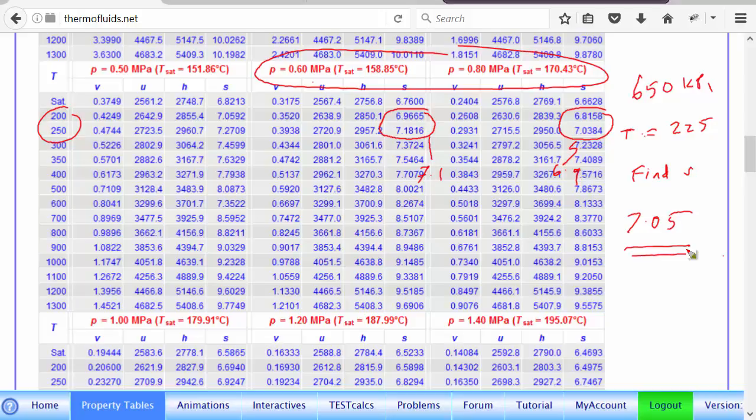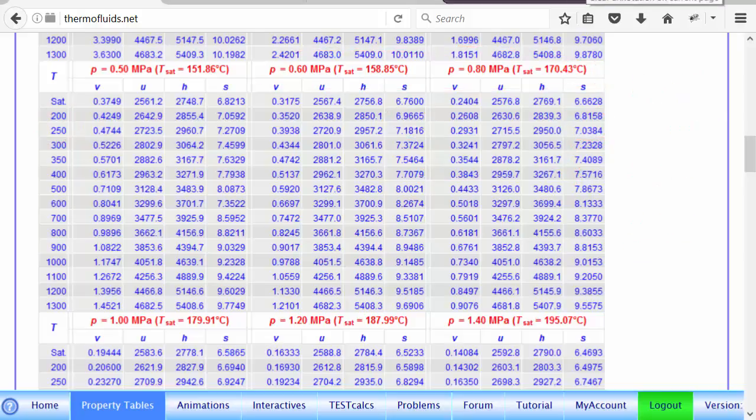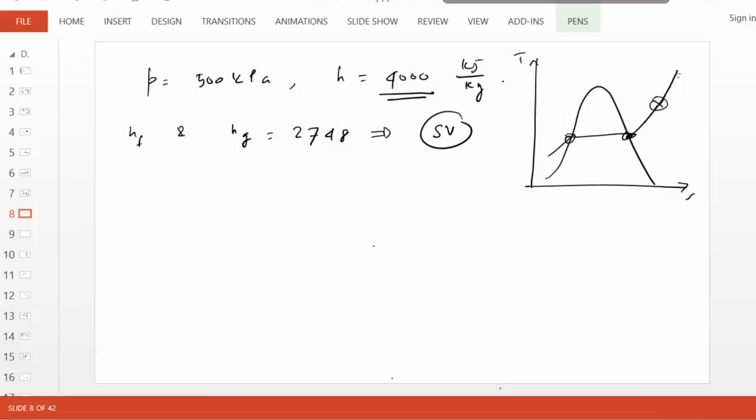Okay. And remember, we are going to use TestCalc to verify all these answers, so your guessing capabilities will improve as you solve more problems.